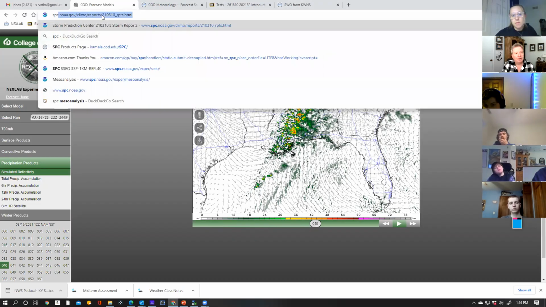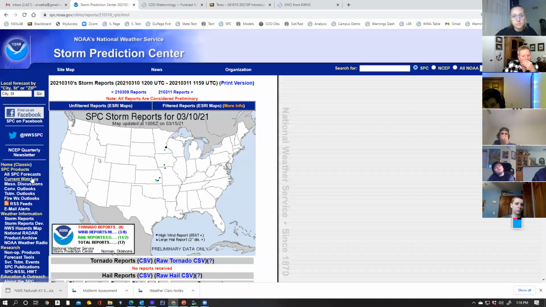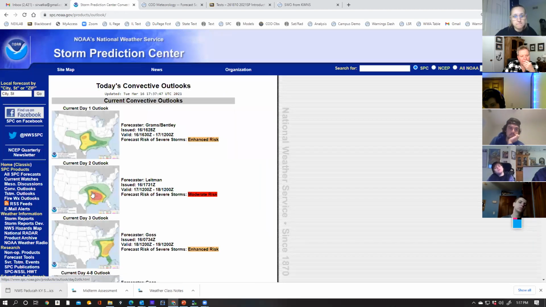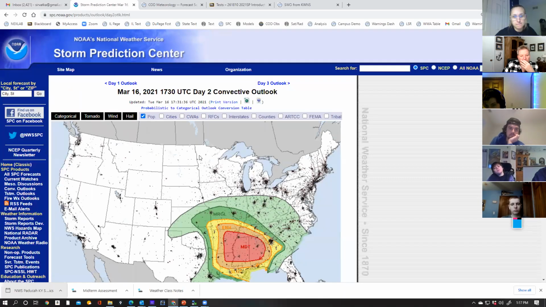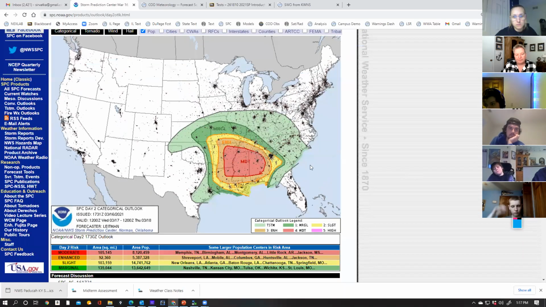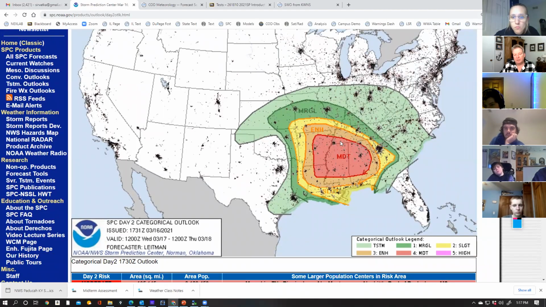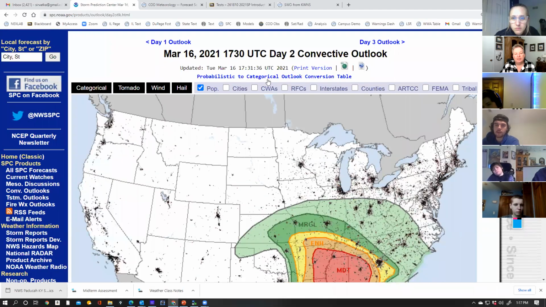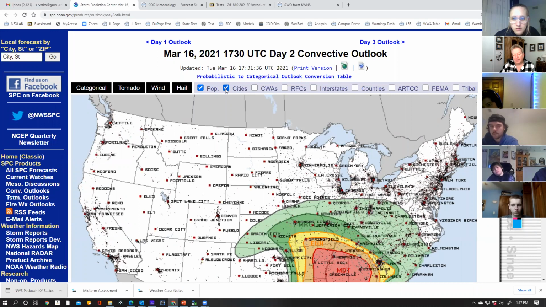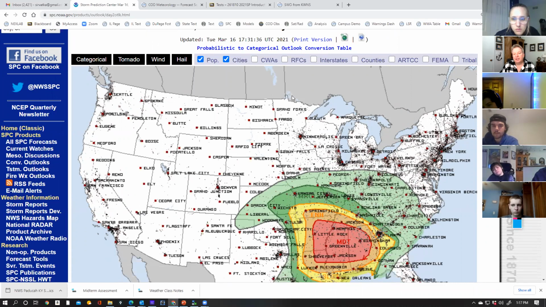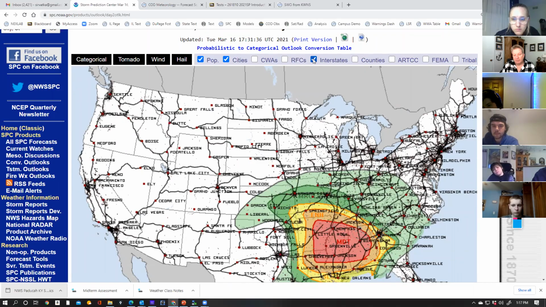Let me show you one more thing. The one thing about tomorrow is that the low-level lapse rates are rather gross. Here, this shows you where the populations are in the moderate risk, where there's big population centers. So Jackson, Mississippi, Little Rock, Memphis. This would be up in Birmingham, Alabama. So this is where a lot of people live. There's your cities.